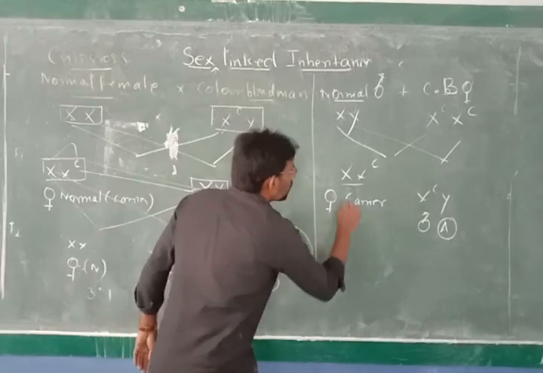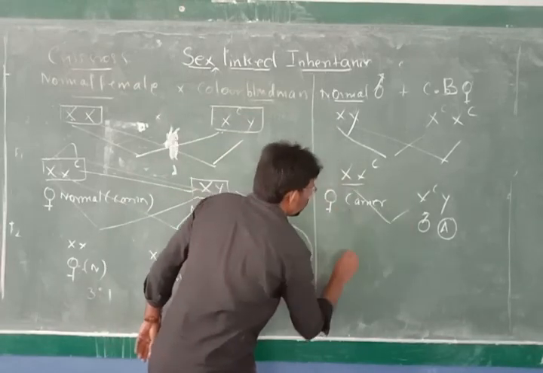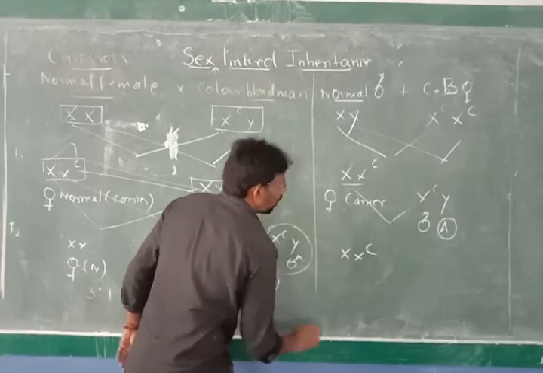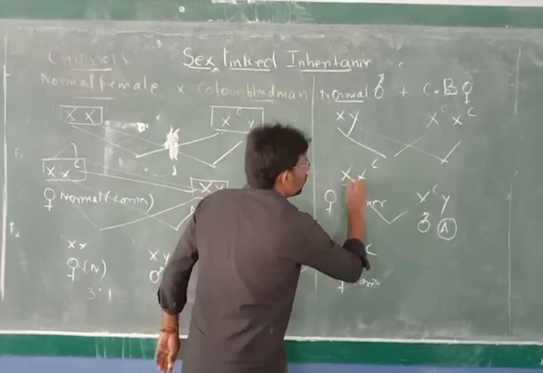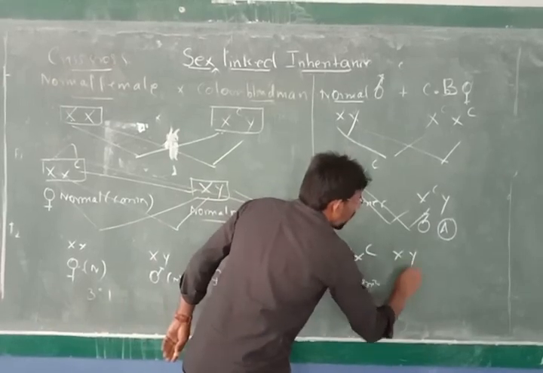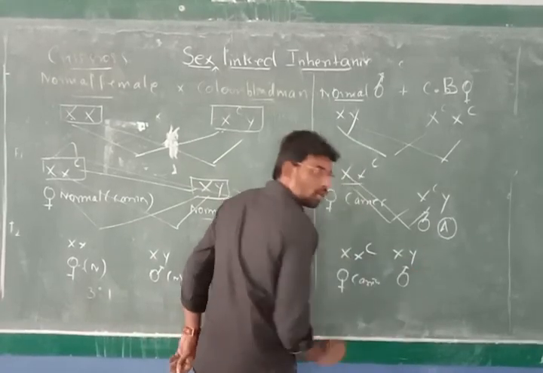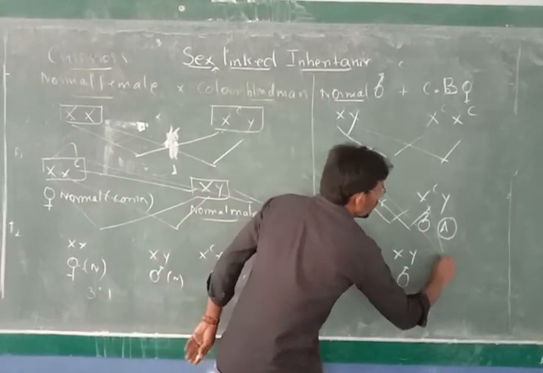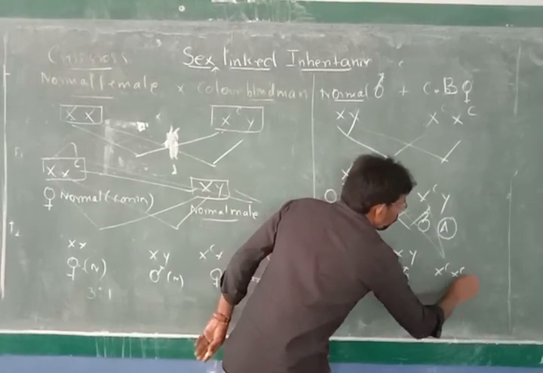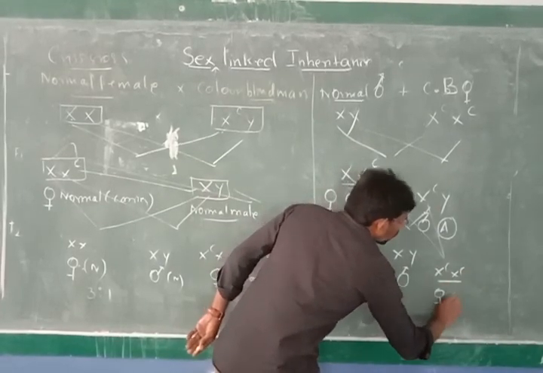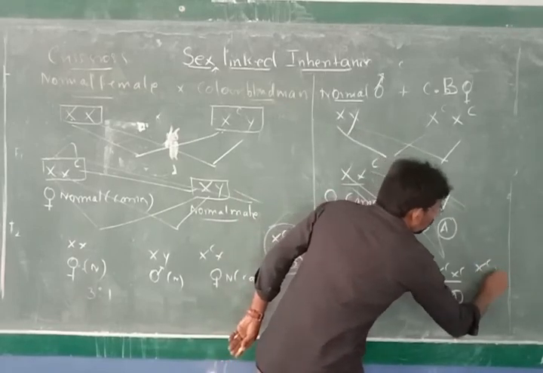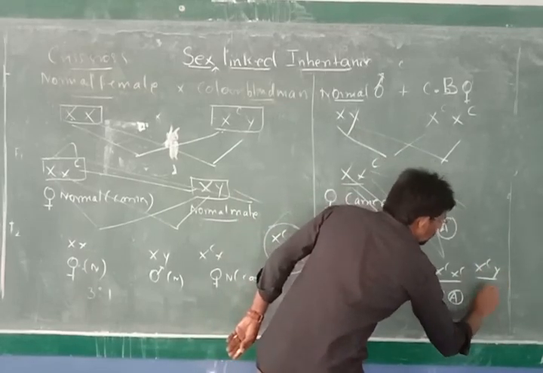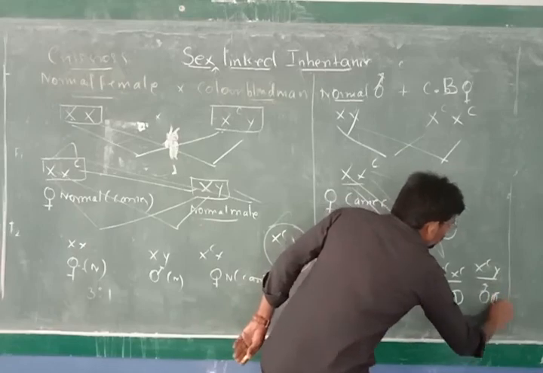Now again, this and this join together and give you a female, normal but carrier. This and this give a normal male. Now this and this give a female affected, and this gives a male affected.